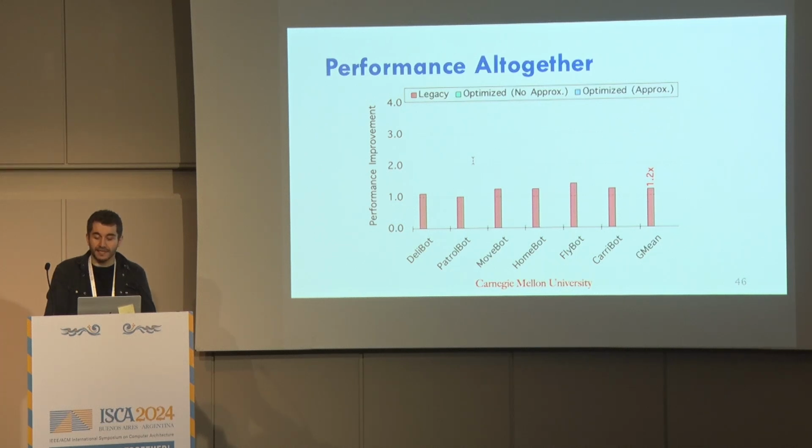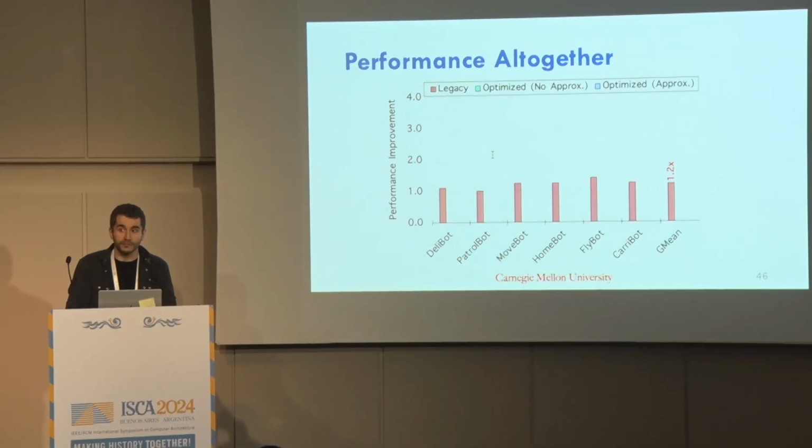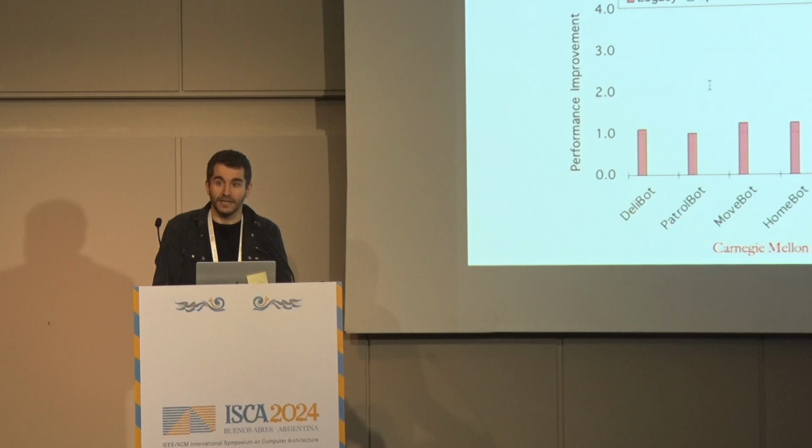So altogether, Tartan is able to provide some 1.2x speed up for legacy software, that is, software that is not optimized for Tartan. It doesn't use any of the new instructions. It provides, on average, 1.6x speed up for optimized software while disallowing any approximation when we expect hardware to provide accurate results. And it provides 2.1x speed up when the approximation is allowed.